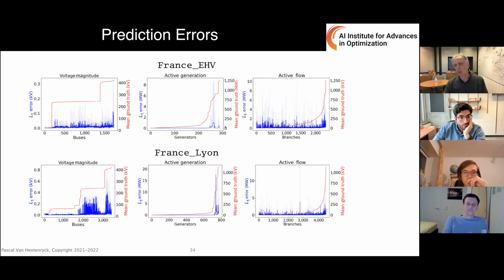So this is the y-axis on the right. On the left axis, you see the prediction error. And what you can see here is that the scale of this error is about 4 orders of magnitude smaller than what you are actually generating. So the errors that you see here are really, really very small.